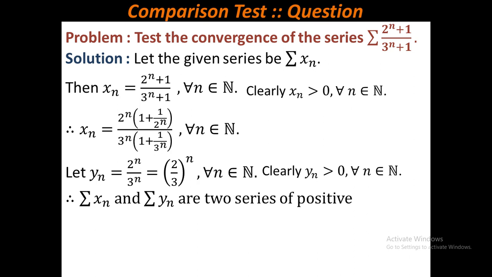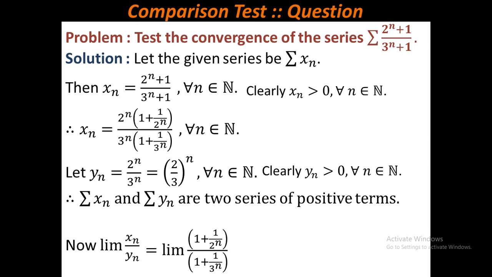Now if you calculate limit xn by yn, what will be the result? If you divide, then 2 to the power n by 3 to the power n will be cancelled. As a result, this will be limit n tends to infinity of 1 plus 1 by 2 to the power n over 1 plus 1 by 3 to the power n. If you calculate, this will be 1, that is non-zero. So both the series xn and yn converge or diverge together.